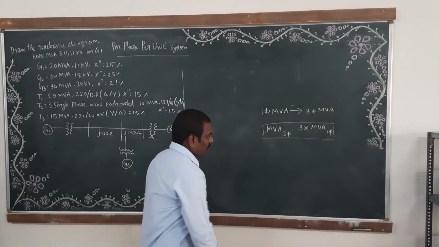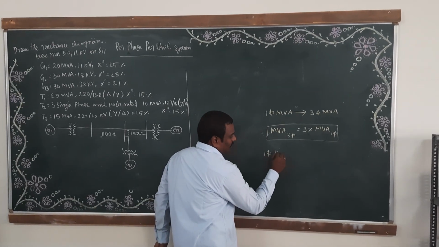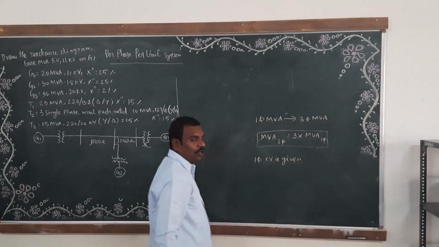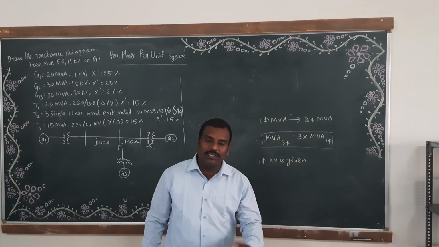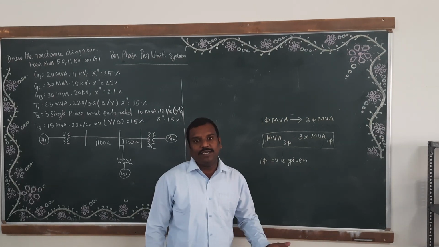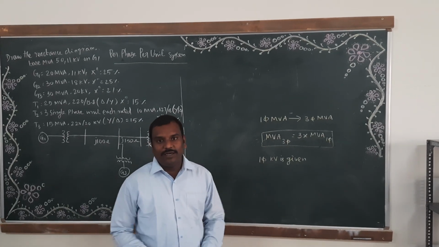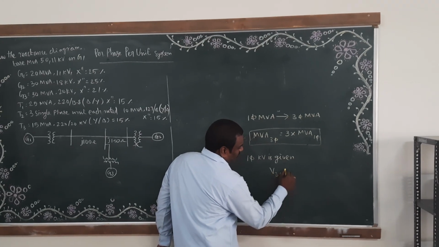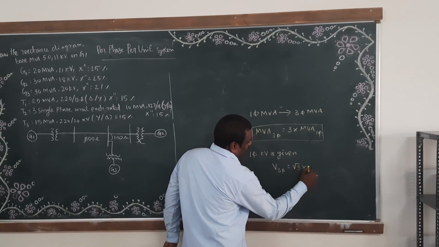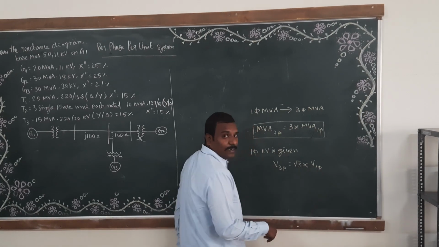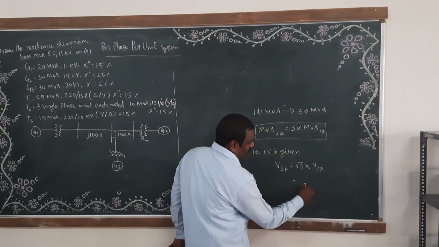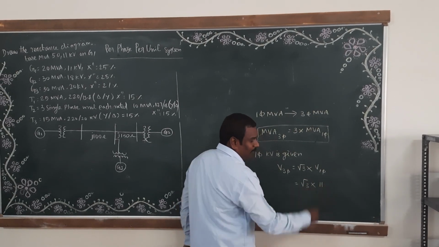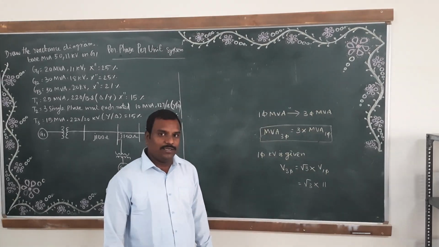Next, if the single phase kilovoltage is given, if they give the single phase voltage, you have to convert it into three phase voltage. How will you convert three phase voltage from single phase voltage? It is very simple. Three phase voltage is root 3 multiplied by single phase voltage. For example, if they give the single phase voltage as 11 kV, if you multiply with root 3, you will get the three phase voltage.